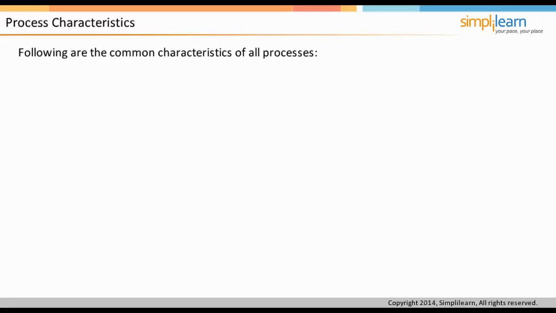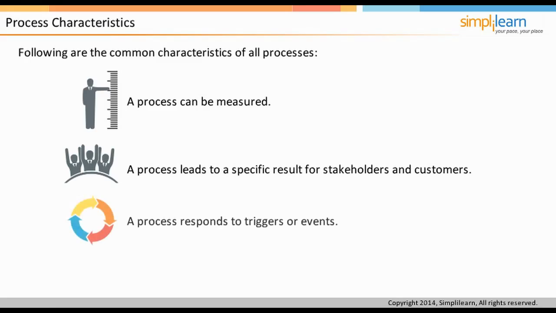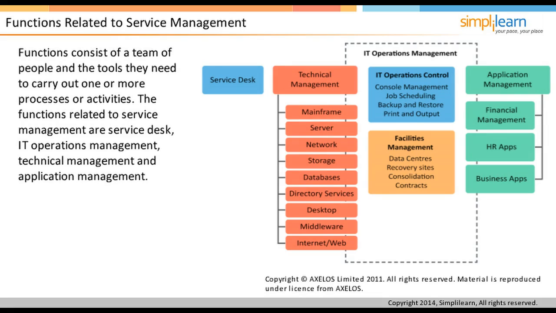All processes have the following common characteristics. Firstly, processes are measurable. Managers want to measure cost, quality, and other variables, while the doers of the process are concerned with duration and productivity. Secondly, processes help to deliver specific results. The primary output of a process is delivered to customers and stakeholders. Finally, a process responds to specific events known as triggers. In the next screen, we will discuss functions.